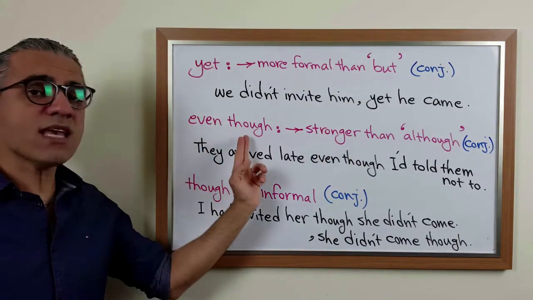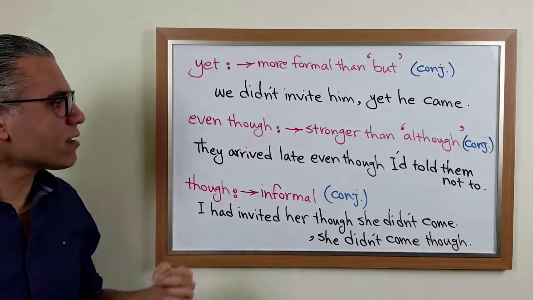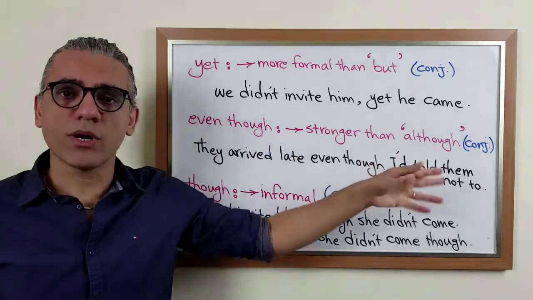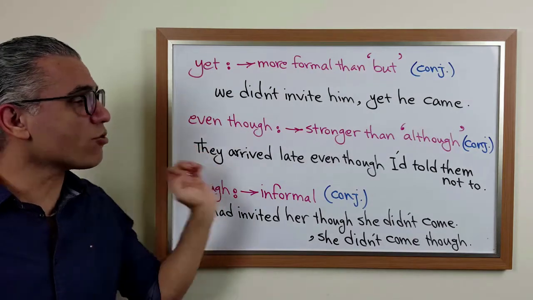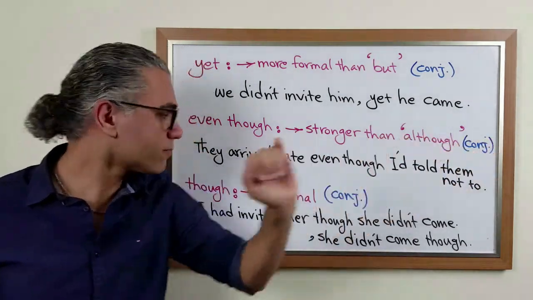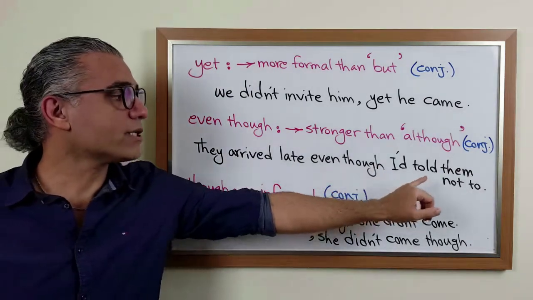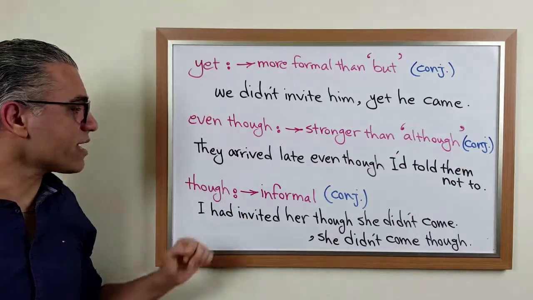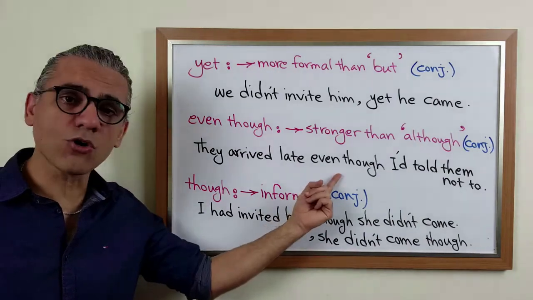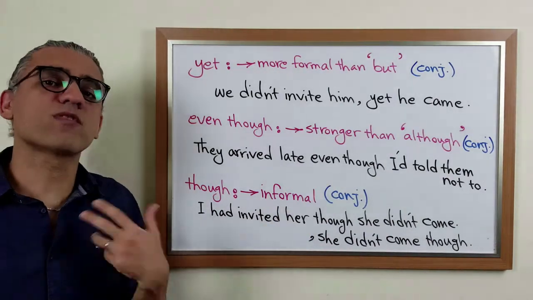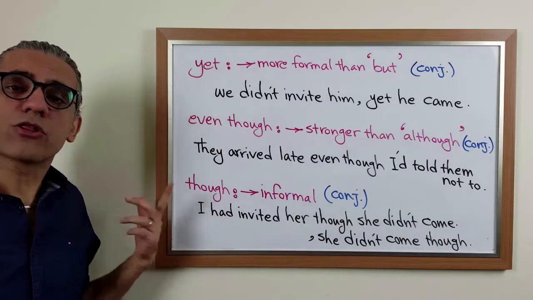The next one is even though. Even though means although, but it feels a bit stronger. So it is stronger than although, but the meaning is very close to although, a little bit stronger. And remember, even though is also a conjunction. Example, they arrived late even though I'd told them not to. You could say they arrived late although I told them not to. We use even though to sound a bit stronger.